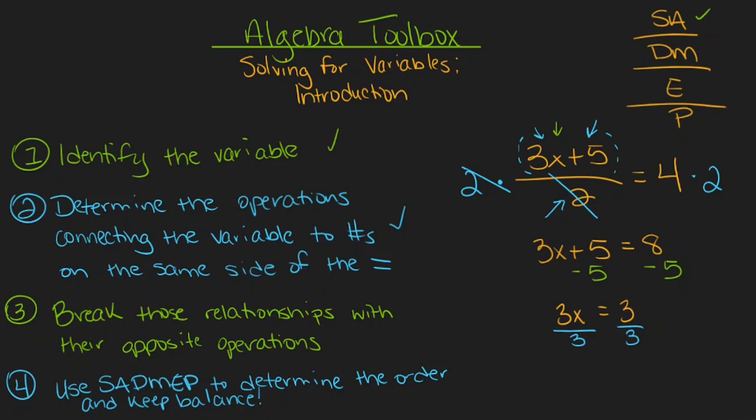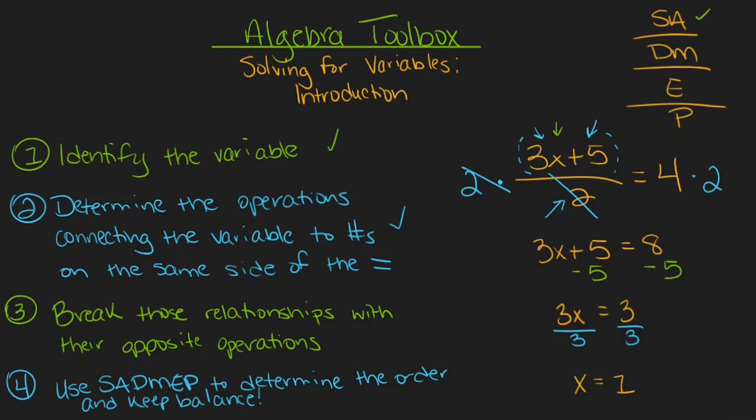On the left side, 3 over 3 just becomes 1, and 1 times x is still x, so now we have x on its own. On the right side, 3 divided by 3 is also 1, so I can simplify that to 1. Now I've gotten to a point in my equation that tells me x represents the value 1.